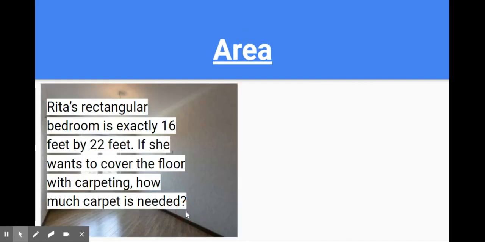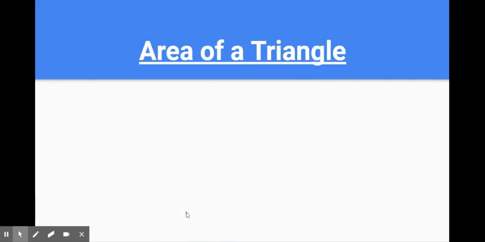All right, now let's look at a practical situation dealing with area. Rita's rectangular bedroom is exactly 16 feet by 22 feet. If she wants to cover the floor with carpeting, how much carpet is needed? All right, so Rita is trying to cover the space inside of a rectangle. She's trying to cover her floor with carpet.